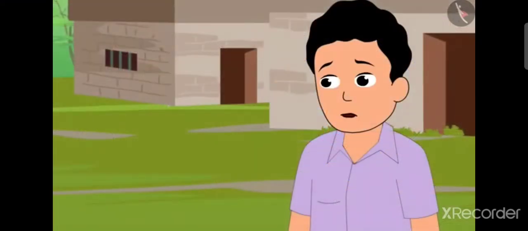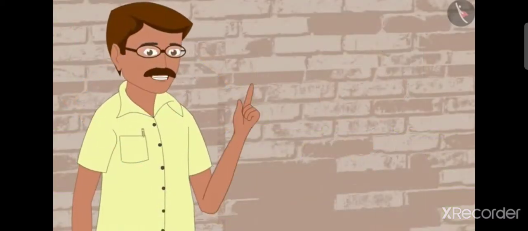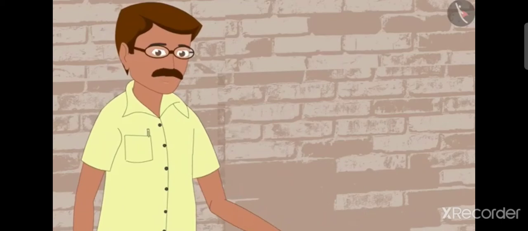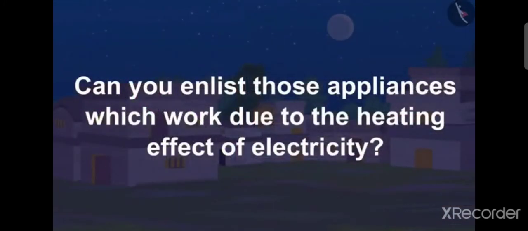Uncle, my mother cooks food in an electric stove. When there is power supply, then the food is cooked in it. Very good. Due to the heating effect of electricity, many appliances work on this principle. Children, can you enlist those appliances which work due to the heating effect of electricity? Think and enlist these appliances with the help of your teachers. You will have a lot of fun.